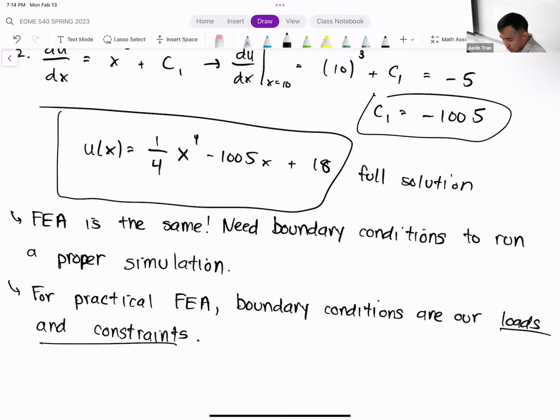So our boundary conditions, physically, we like to think of them as our loads and constraints. Another way you can think of them is as any kind of external factors, things that aren't explicitly in the CAD model or in the simulation that are having an effect on your physical geometry.